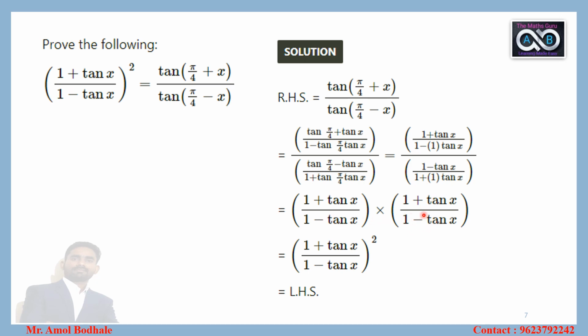Now let's take the multiplication. What is 1 plus tan into 1 plus tan? Obviously, it is 1 plus tan bracket square, and the denominator is 1 minus tan into 1 minus tan, which is 1 minus tan bracket square. So we can write this as 1 plus tan upon 1 minus tan raised to 2. That is exactly the LHS. So in this way, by considering RHS to LHS, the given statement is proved true.